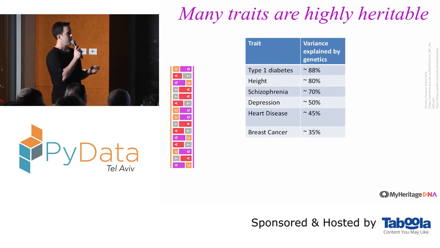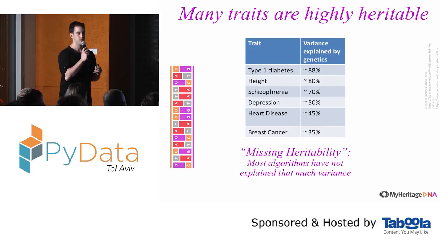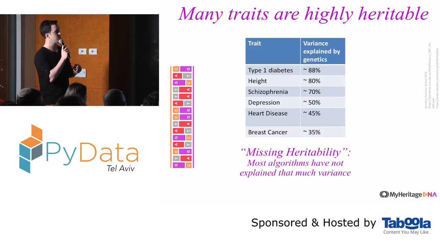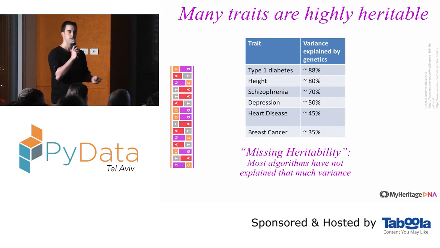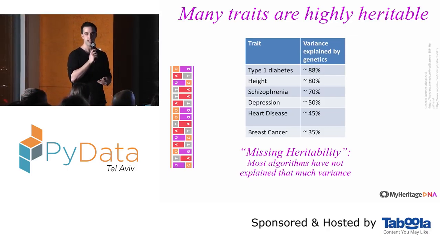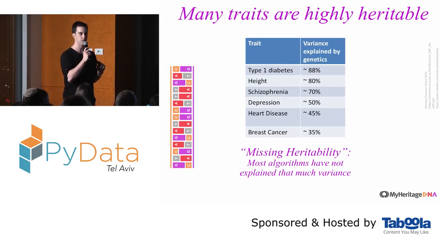All right, so we have that some traits are heritable, and there's also the following fact, named the missing heritability, which is the fact that most algorithms have not explained that much variance, right? For example, for breast cancer, let's say that 35% of it should be explained by genetics. So that means that ideally there is some algorithm out there which can predict your likelihood to have breast cancer and achieve that upper bound on accuracy, which is dictated by the 35%.